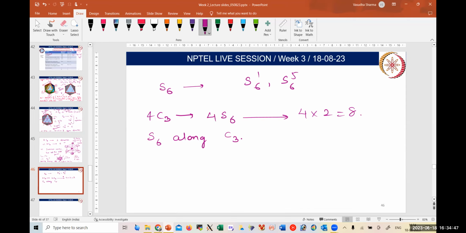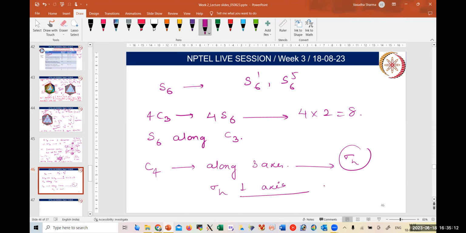After that, we need to find out how many planes of reflection are there. So firstly, we saw that C4s were along the 3 axes. So along each axis, we would be having a sigma h perpendicular to that, like one sigma h perpendicular to one axis. So therefore, there would be 3 sigma h, and each sigma h gives one operation. There would be 3 operations of sigma h.